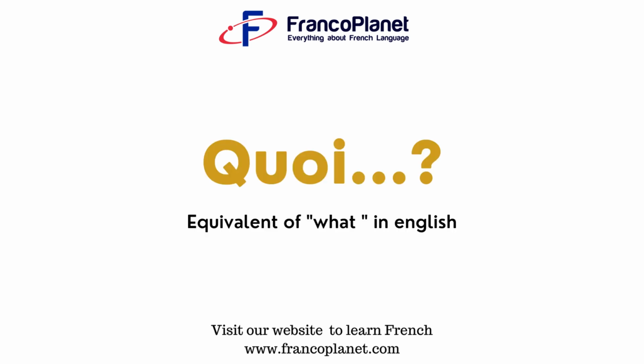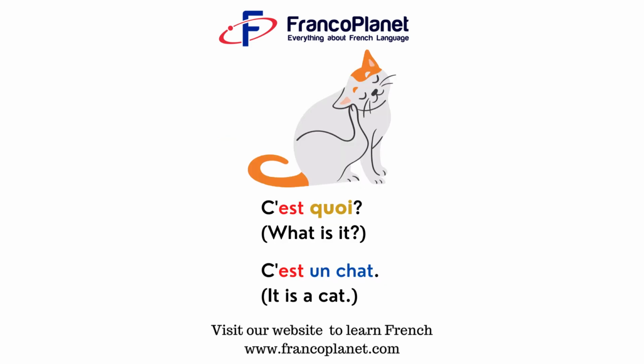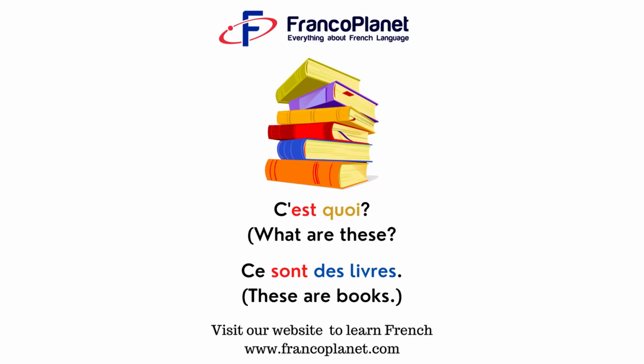Quoi is the word for what in French. Example, c'est quoi? What is it? C'est un chat. It is a cat. C'est quoi? What are these? Ce sont des livres. These are books.